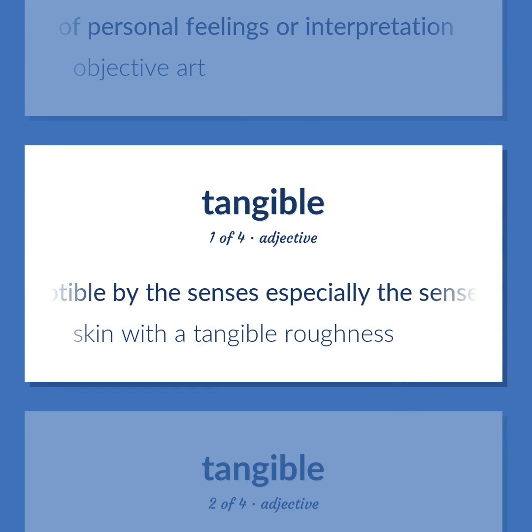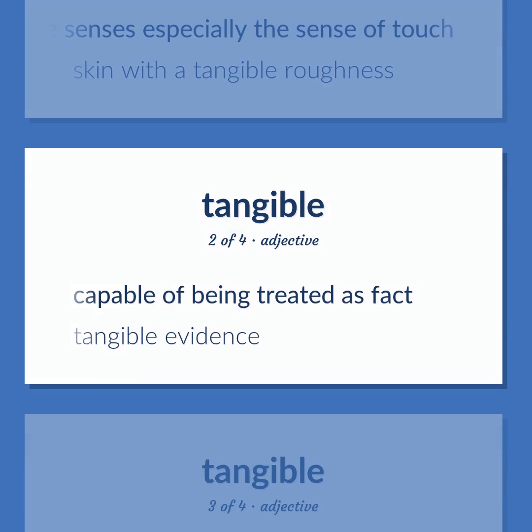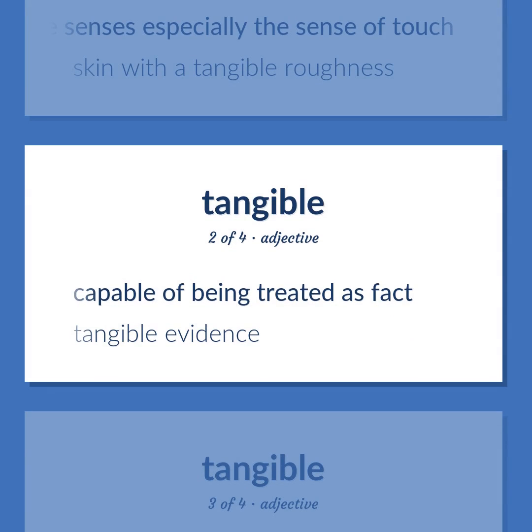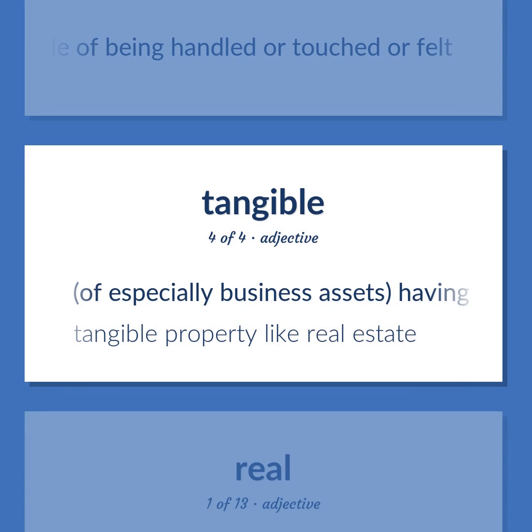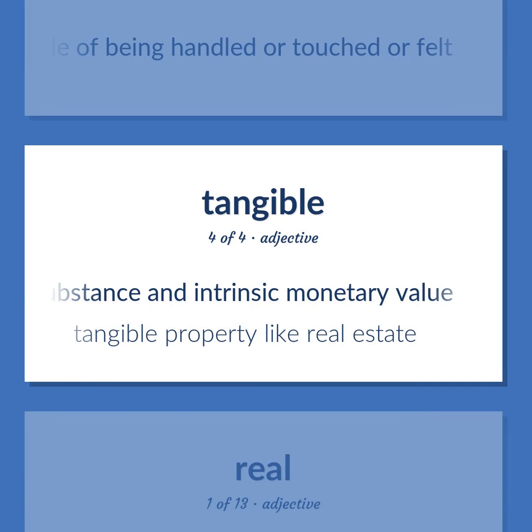Tangible: perceptible by the senses, especially the sense of touch. Skin with a tangible roughness. Capable of being treated as fact. Tangible evidence. Capable of being perceived, especially capable of being handled or touched or felt. Of especially business assets, having physical substance and intrinsic monetary value. Tangible property like real estate.